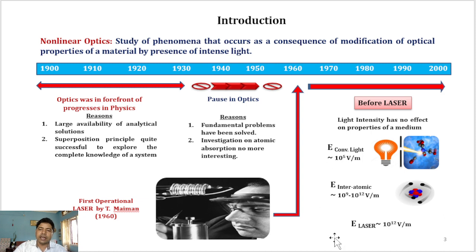And here we see that when lasers were invented, they reached 10 to the power 12 volt per meter, so definitely they can reach the interatomic domain also. By introducing this laser, we are able to change the material system, and that comes out as the best result, meaning changing the properties of the material.